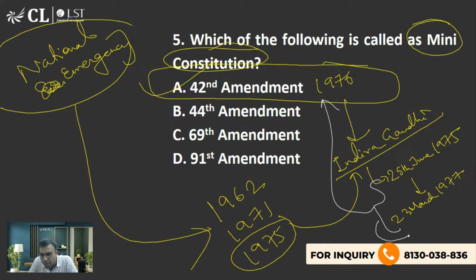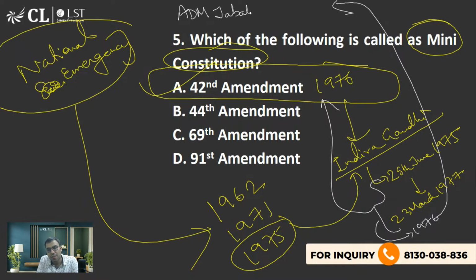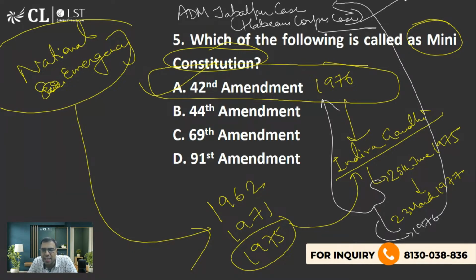Another very famous judgment of 1976, which was criticized a lot, is the ADM Jabalpur case, famously called the habeas corpus case. I'm not going into detail here, but you should know this judgment is being criticized a lot. Now, why am I emphasizing it?